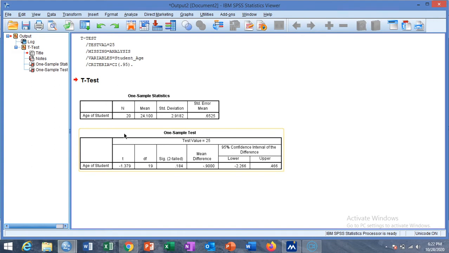You will see the result of the one sample t-test. This is conducted for age of student. The t value is minus 1.379 and this means that the mean age is less than 25. The degree of freedom is 19, that is n minus 1, and the p value is 0.184. So the difference is not statistically significant, so we don't reject H naught and conclude that the sample data supports the hypothesis made by the researcher.